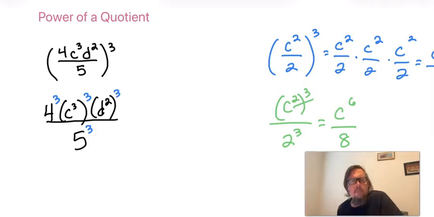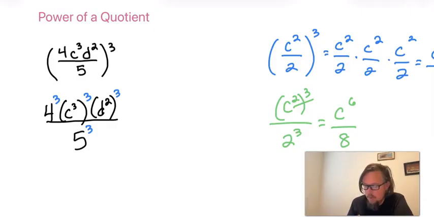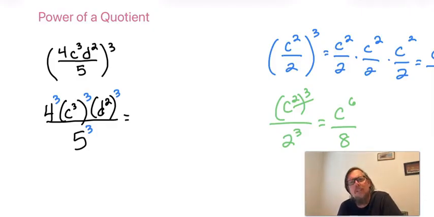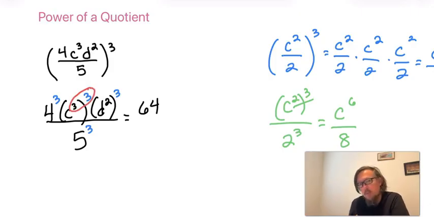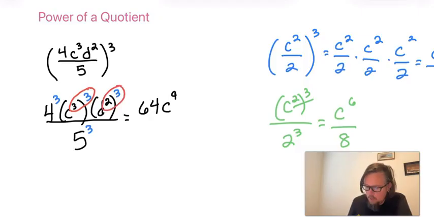And then we use our power of a product rule, which says you just multiply the exponents. 4 to the third power is just a number, it's 64. C cubed cubed is found by multiplying those exponents together. So it's 3 times 3, which is 9. So c to the ninth power. And then we do the same thing with our exponents on d. D squared cubed, 2 times 3 is 6. So this is d to the sixth power.